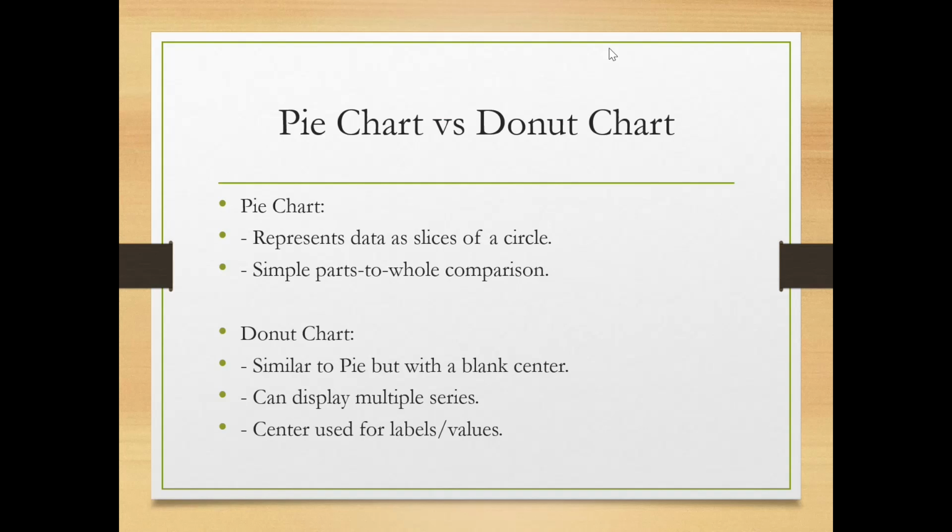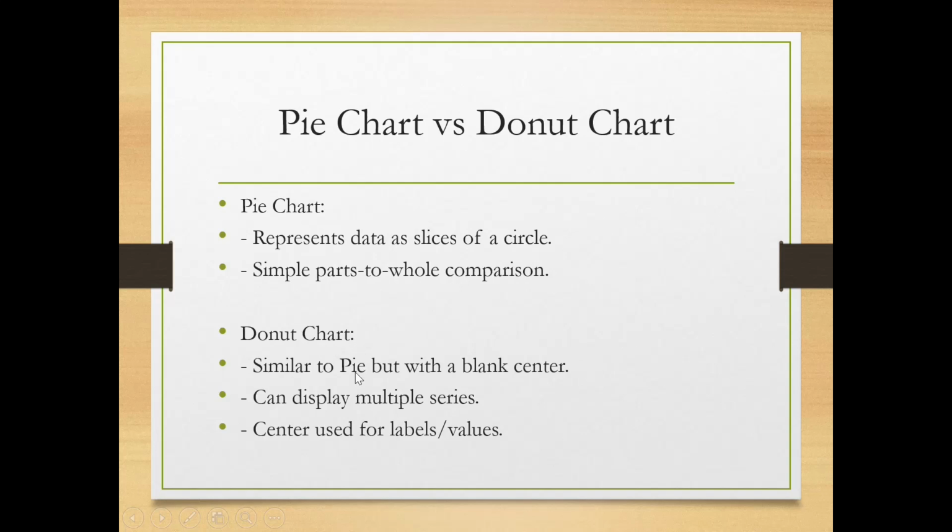So a pie chart represents data as slices of a circle, a simple part-to-whole comparison, right? A pie chart always shows slices, meaning pieces of data. Like suppose I have student marks and I want to check the marks semester-wise, based on the percentage or ratio. In that case I'm going to use the pie chart, right? So here it represents data as slices of the circle and a simple part-to-whole comparison.